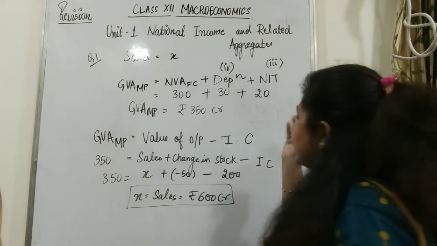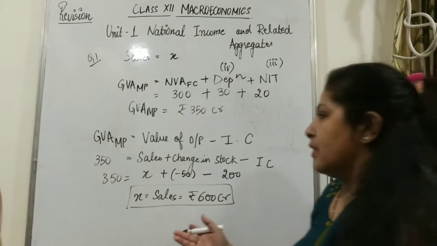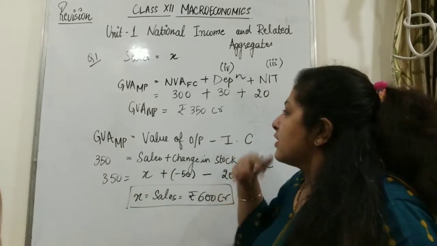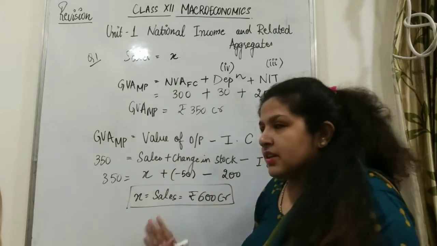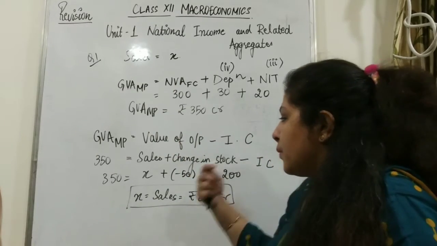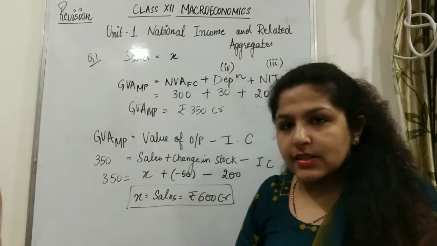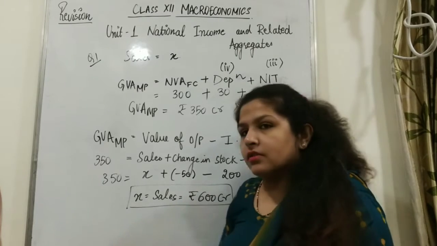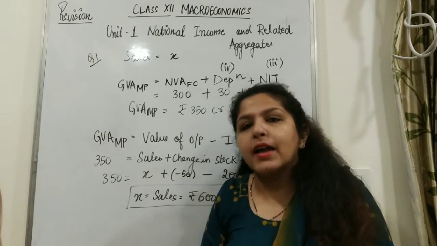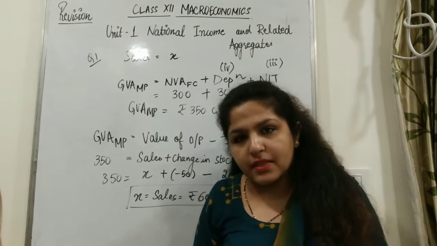So, not only direct, an indirect question can also come from this. So, instead of calculating GVAMP or NVAFC, I have shown you one question in which we need to find sales. So, let's do the next question from the income method and the production and expenditure method.